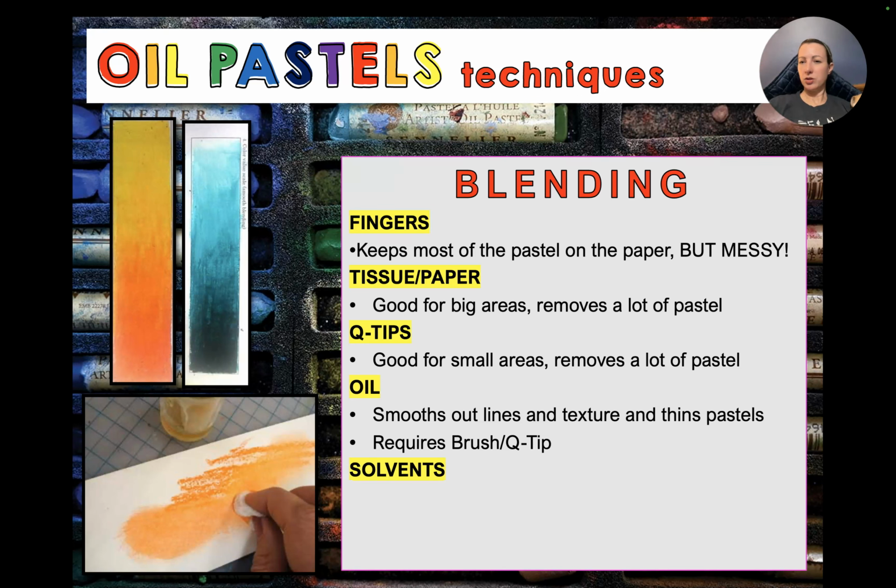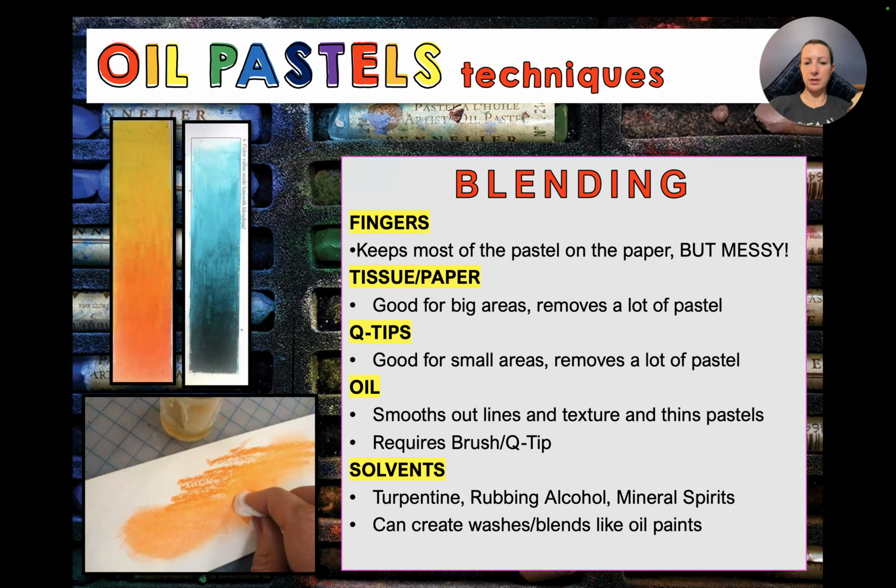And then last is a solvent. So a solvent is something like turpentine, rubbing alcohol, or what's called mineral spirits. These are things you would normally use with oil paint that break down the oil pastel. So it creates a wash or a really thin layer of it. So it almost turns it into oil paint. And for this, it does require a brush or a Q-tip. And if you're using a brush with oil pastel, you can't use that brush again with anything else.